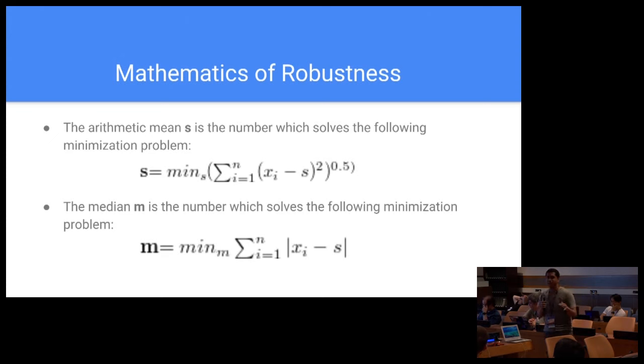So this may be complicated. It may be too much math for 9 a.m. It's 10 a.m., not 9 a.m.